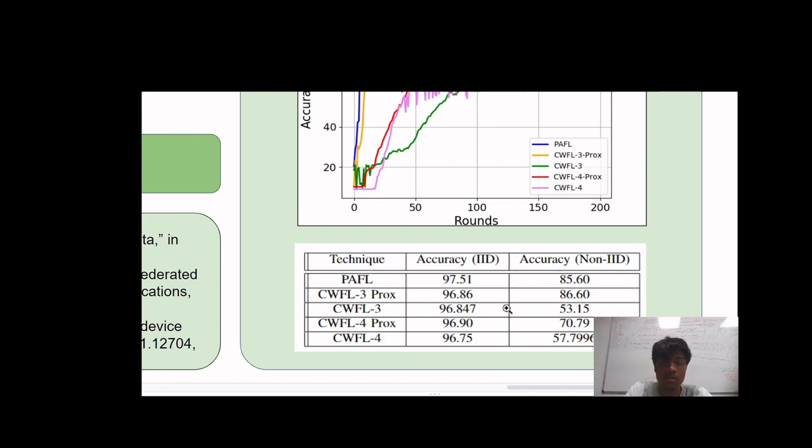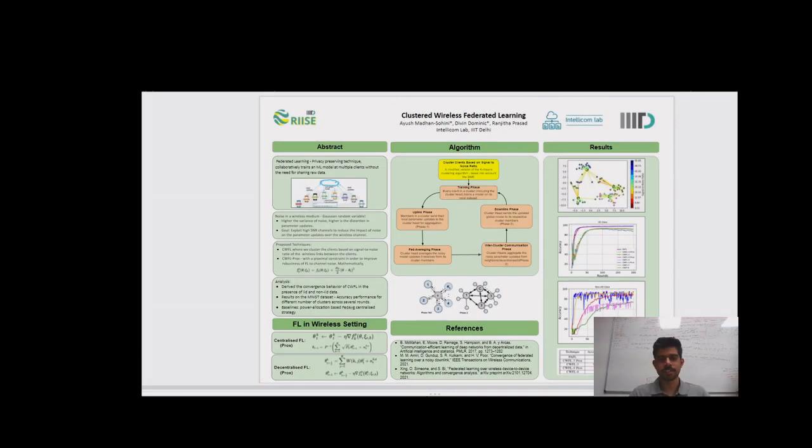Again, we conclude that since we are taking the best channels possible for communicating with the cluster heads, we can see such results. So this was a brief presentation of our algorithm, Clustered Wireless Federated Learning, or CWFL in short, by myself, Divin, Dominic, and Ayush, Madhan, Sohini from the Intercom lab in IIIT Delhi.